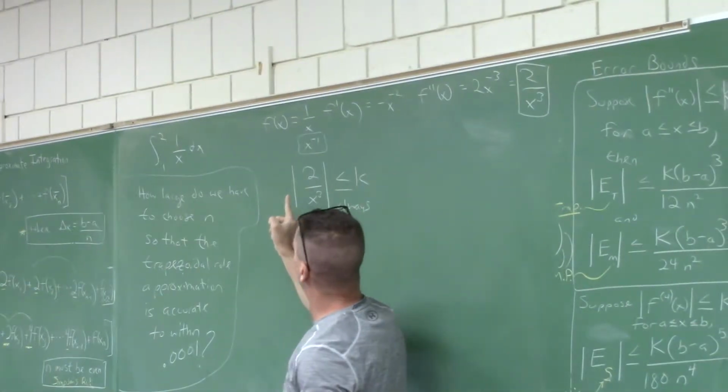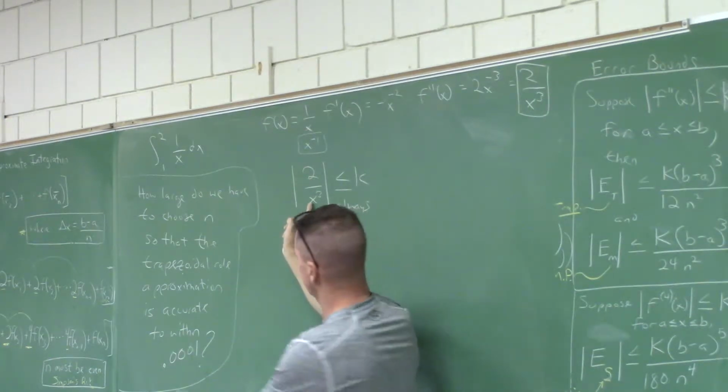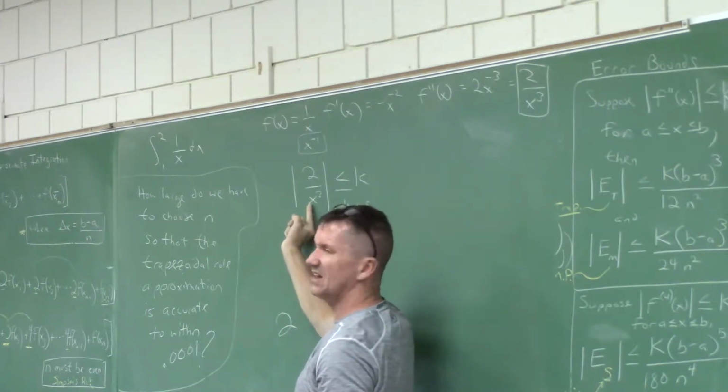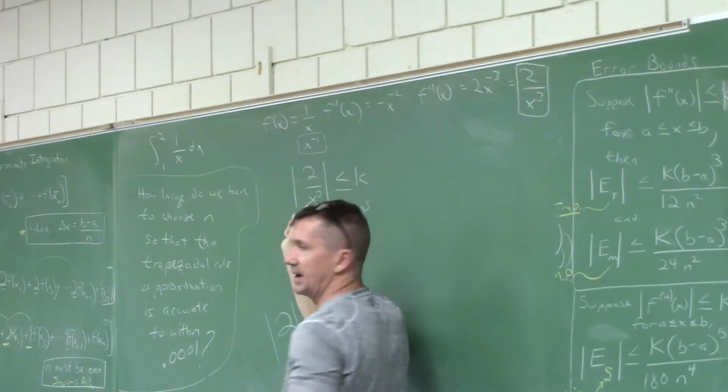And if you plug 1 in there, what do you get? What's 2 over 1 cubed? 2. I'm going to write that down. That's if I plug a 1 in there. Plug the other number in there. Oh, and what is the absolute value? In case it came out negative, you make it positive, right?